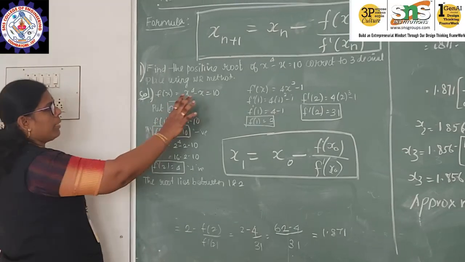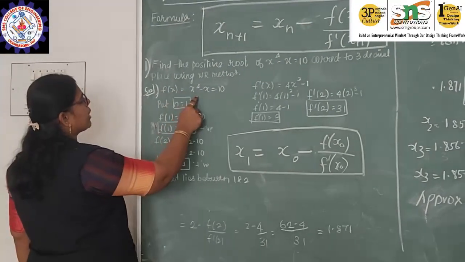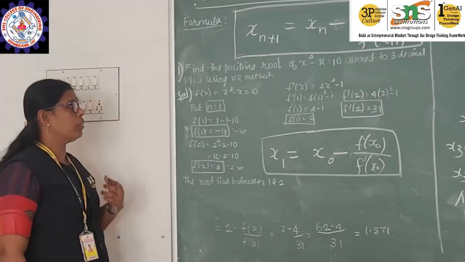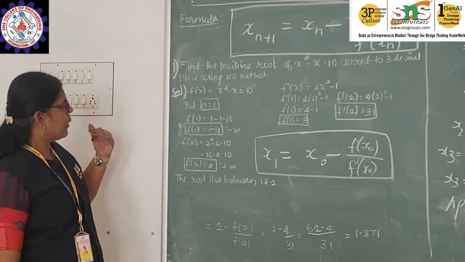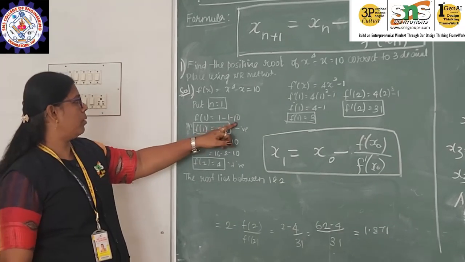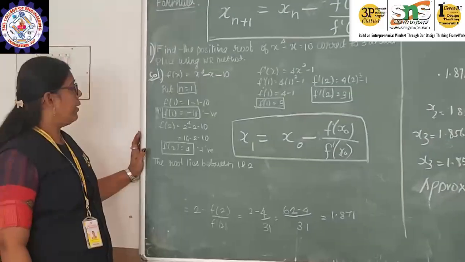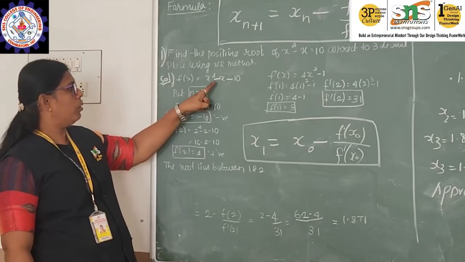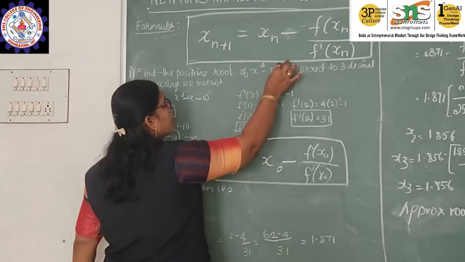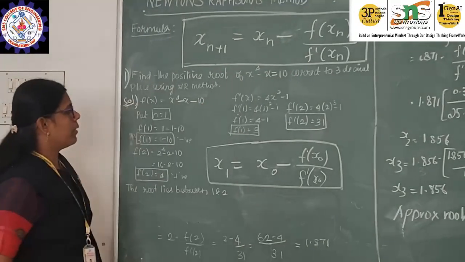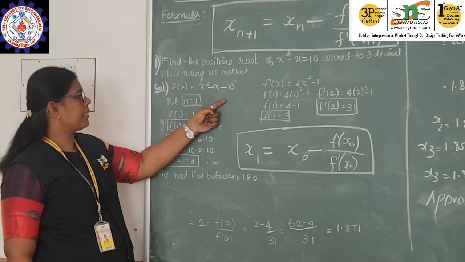Okay. Given the function f of x equal to x power 4 minus x equal to 10. Then bring the 10 to the left hand side, it becomes minus 10. Here f of x equal to x power 4 minus x minus 10.